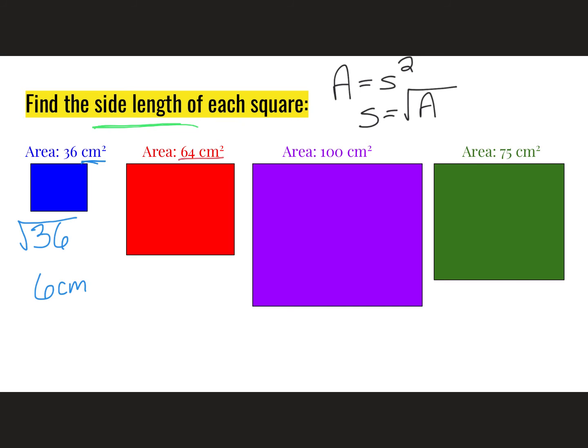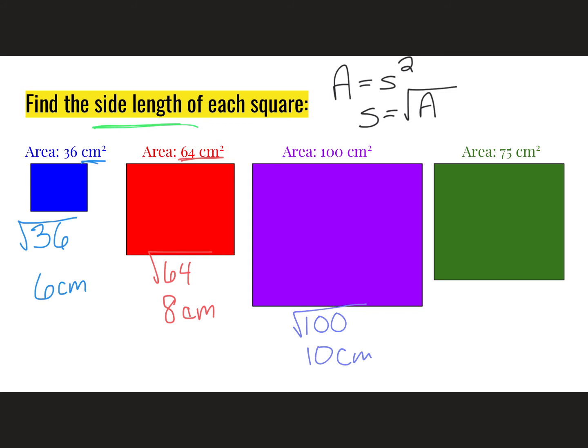Here, this one is 64 square centimeters. Again, I'm just going to take the square root of 64. What number times itself equals 64? Well, that is 8. 8 times 8 is 64. So this is simply 8 centimeters. Here I have 100. So again, I take the square root. The square root of 100 is 10, because 10 times 10 equals 100. So it's 10 centimeters.